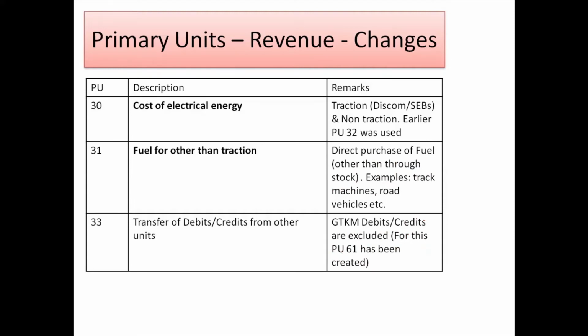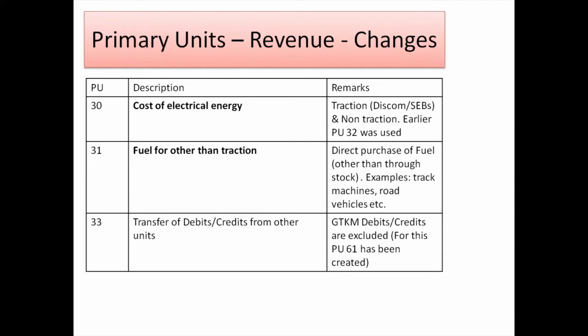PU 30 is the cost of electrical energy. This is the new primary unit 30. That means whatever bills railway pays to state electricity boards or distribution companies, for traction purpose or non-traction purpose. Non-traction purpose means our office electricity, quarters electricity, whatever bills are paid, it is under PU 30.